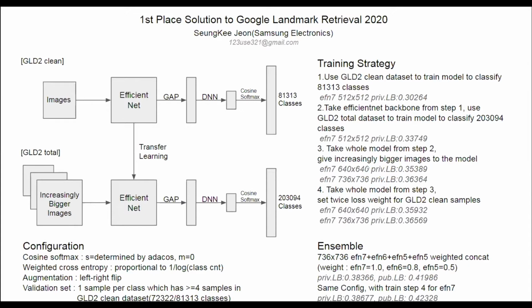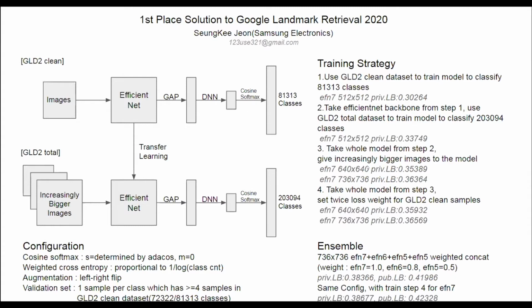Third, the whole model from step 2 was used as is and was given increasingly bigger images. Since only the input size has changed and the whole model was reused, training was able to converge quite fast. And some data augmentation effect was also expected, because different image sizes could give CNN filters a new challenge to optimize. For the result, it was found that the bigger the images, the better the scores. This step scored 0.353 for 640 size inputs and 0.363 for 736 size inputs.